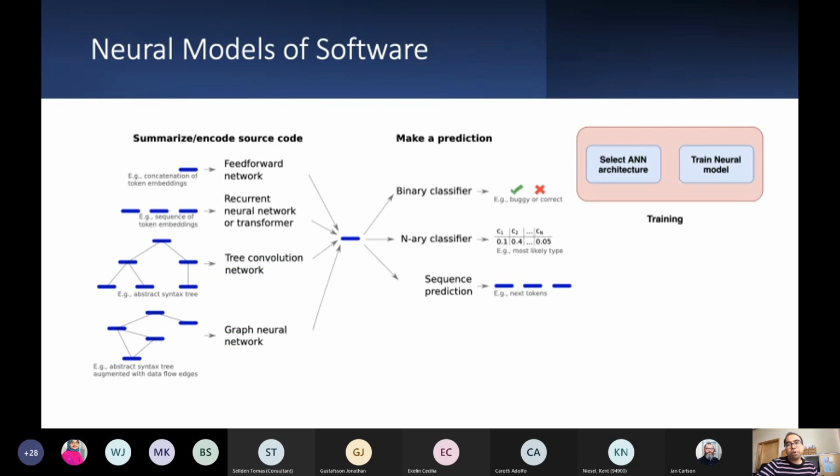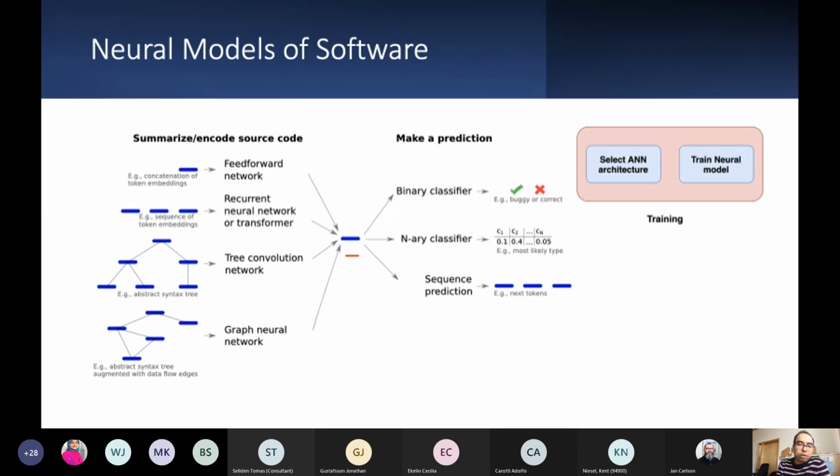So once the source code is represented as vectors, the next step is to feed these vectors to an artificial neural network model. Neural models of software typically consist of two parts. One part summarizes the given source code representation into a more compact representation, for example, a single vector maybe, and then the other part makes a prediction about the code.